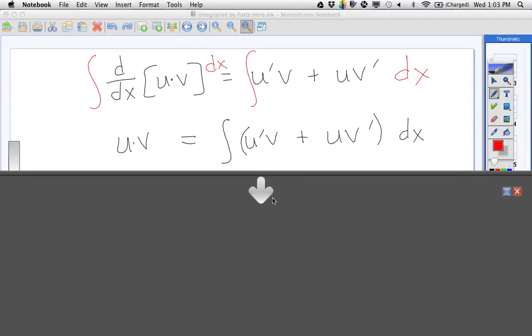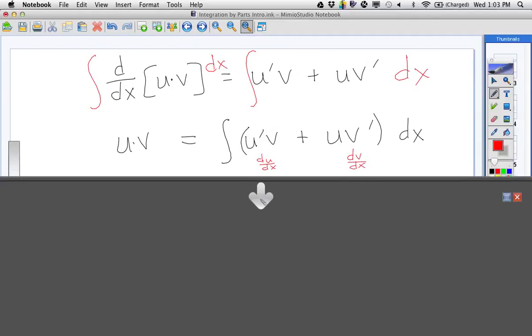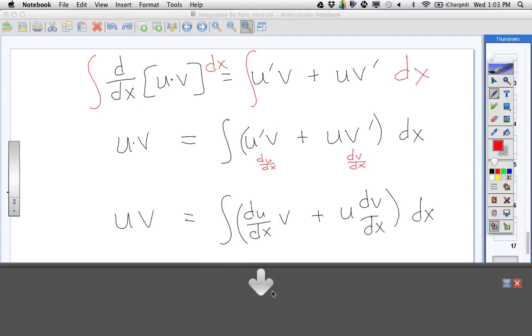This side, I'm going to have this integral with respect to x. All right, now I want to not write prime notation. I want to write the dx kind of notation. So what's another way of writing u prime? Du over dx. And v prime would be dv over dx, right? So let me write that. So same thing except u prime is du over dx, and v prime is dv over dx.